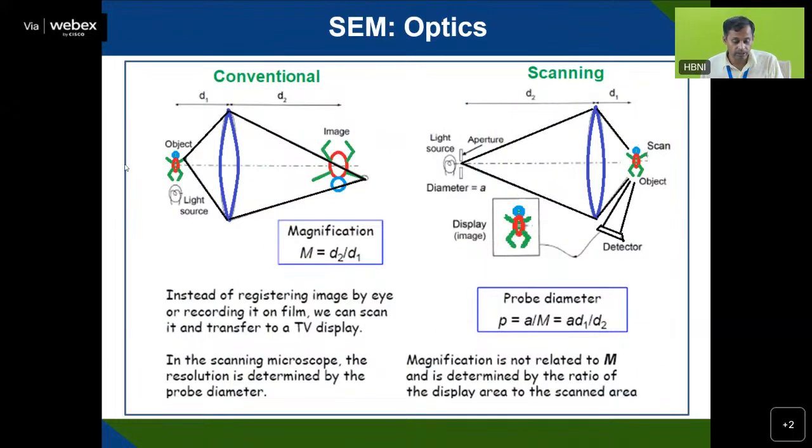If you go for the conventional microscope, you can see this is the light source and the object is here, but your objective is larger and oppositely faced.